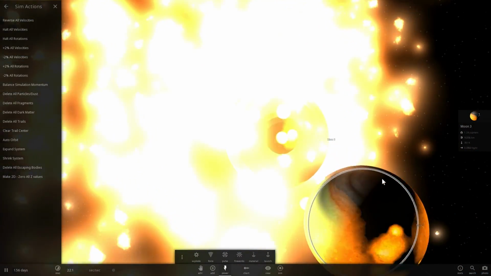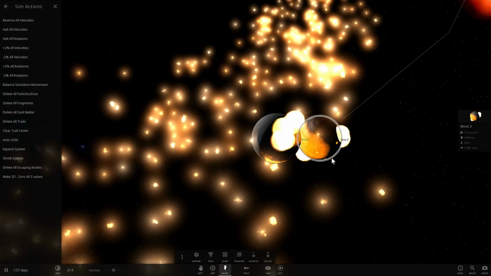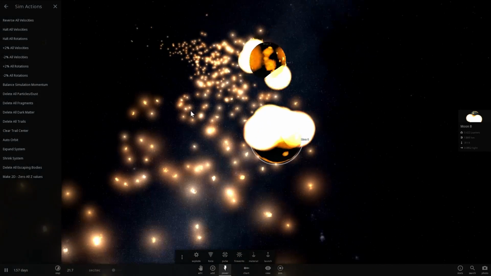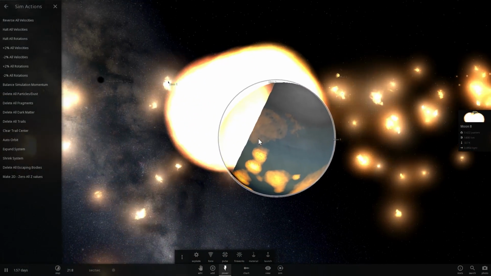Whoa, okay, that was kind of scary. And looks like this guy just stole a huge amount of mass from my other Jupiter. My other Jupiter is a little bit smaller now. Did not expect it at all, but look at that. This is a kind of a cool look. I've never seen this in a game before.